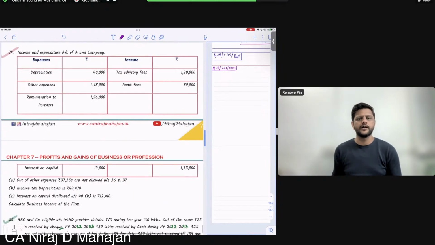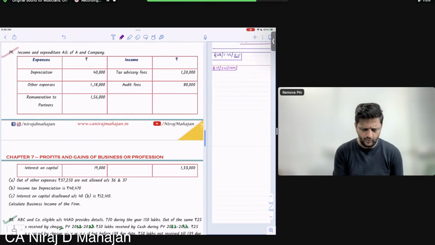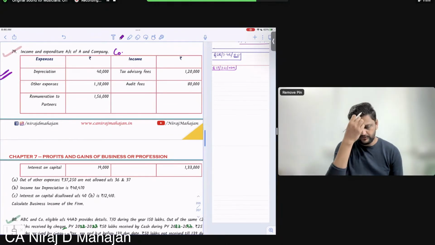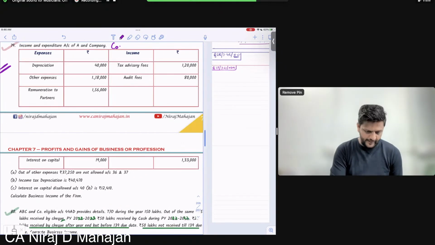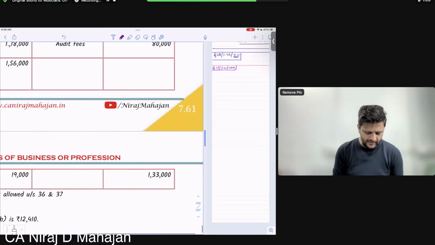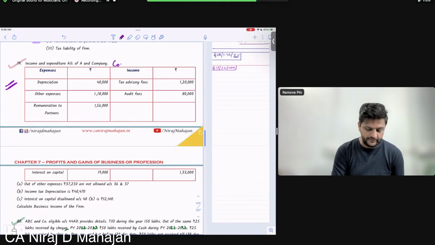Income and expenditure account of A and Company, the firm. Look at the incomes: tax advisory fee, audit fees, etc. Sometimes I have given examples basically. Then expenses: already booked depreciation, other expenses 1,18,000, and remuneration to partners already debited to the income and expenditure account.